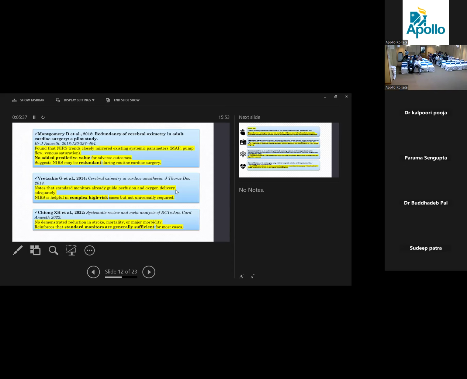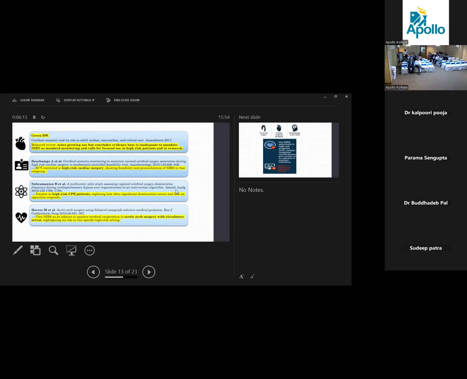Montgomery et al. found that NIRS trends closely mirror existing systemic parameters like mean arterial pressure and venous saturation, and there is no added predictive value for adverse outcomes, and it suggested that NIRS may be redundant during routine cardiac surgery. Renzeki et al. also found that NIRS is helpful in complex high-risk cases. A recent study by Zhong et al. demonstrated no reduction in stroke, mortality or major morbidity, and reinforces that standard monitors are generally sufficient for most cases.